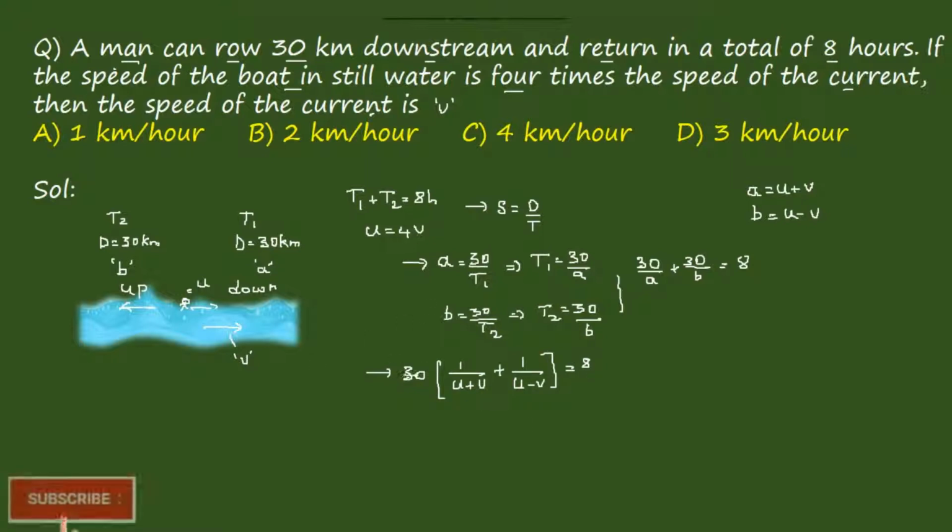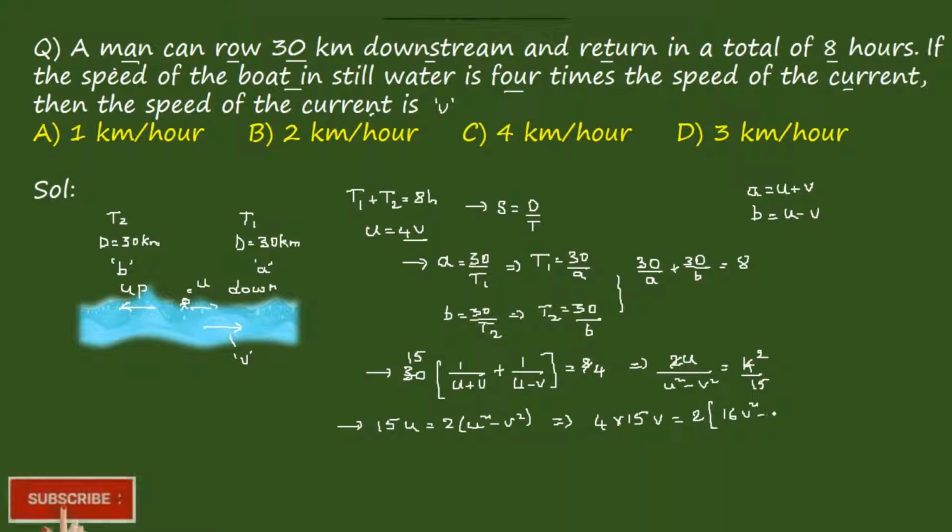If 2's are common, it goes up in 15's, it goes by 4's. When you substitute the values here, we get 2u by u square minus v square is equal to 4 by 15. Then again we get 15u is equal to 2 times u square minus v square. But u is nothing but 4 times v. Substitute the values: 4 into 15 v is equal to 2 into u square, which is 16 v square, minus v square.